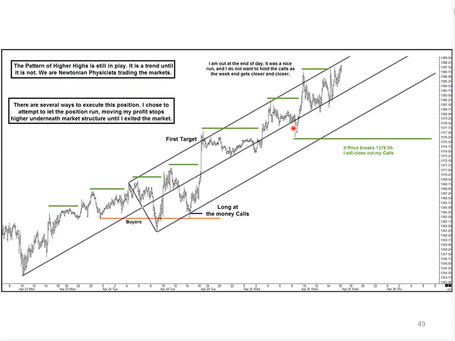There's nothing random in price. You can draw these sliding parallels and measure them. Works pretty darn well. And you can see we're still just climbing higher. There are several ways to execute this position. I chose to attempt to let the position run, moving my profit stops higher underneath market structure until I exited the market. Let's see what we get here.